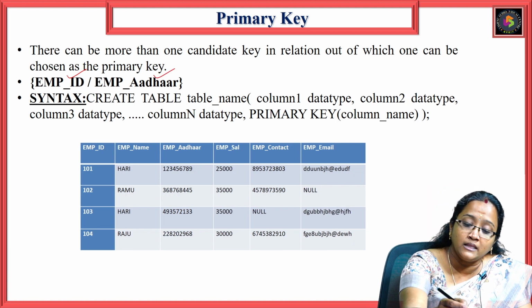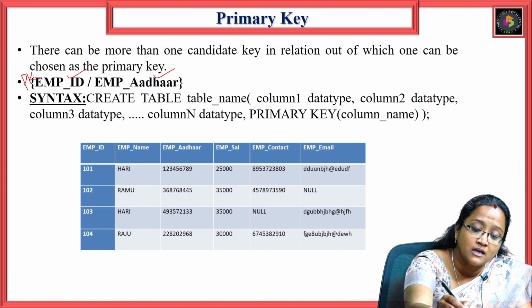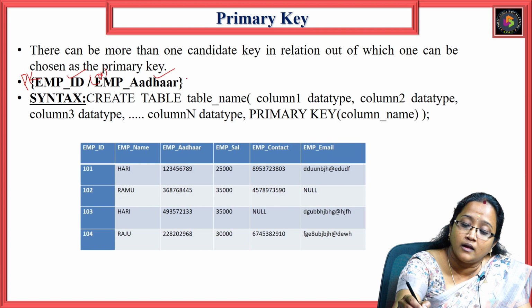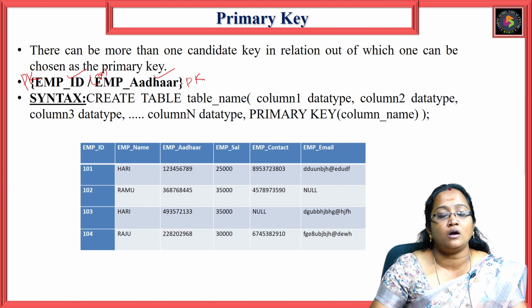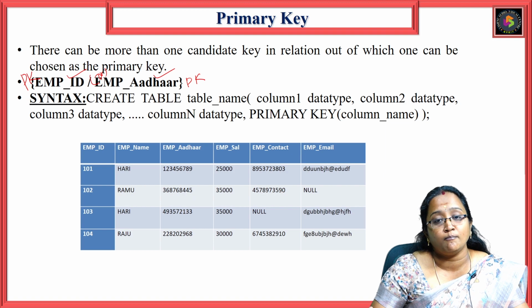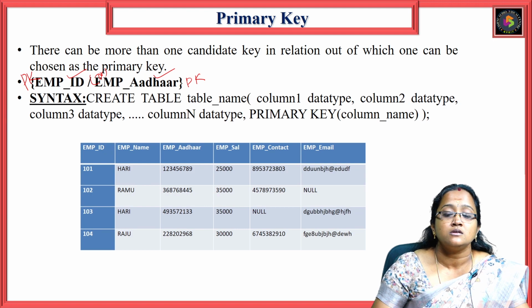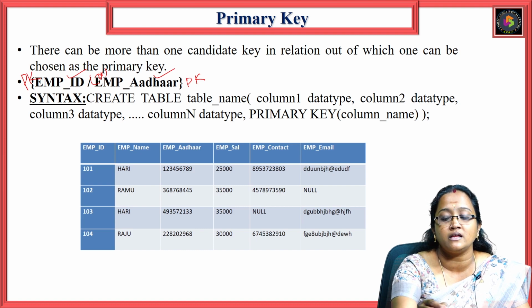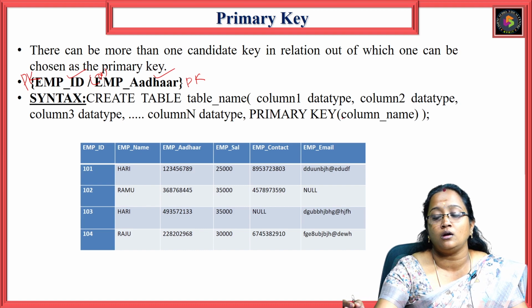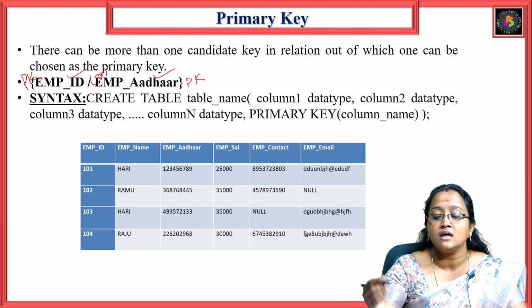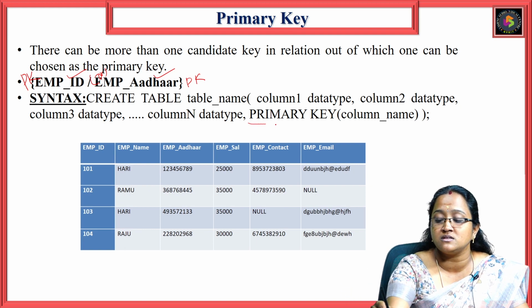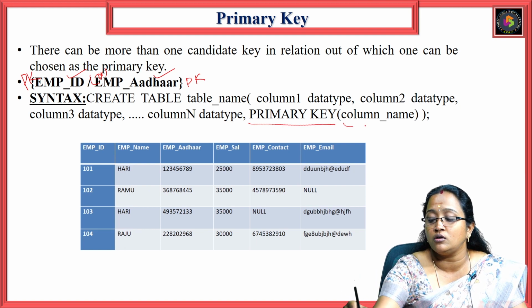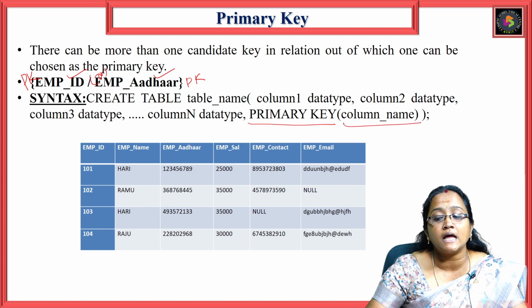Here we can take either employee ID or employee Aadhaar as the primary key. Either one we can take. Now the syntax: if I am creating a table, the syntax for defining a primary key is create table, table name, column 1 data type, column 2 data type. We can give the specifications of the columns. Then the column you want as the primary key, you specify with the keyword primary key followed by the column name. So this is the syntax for primary key.